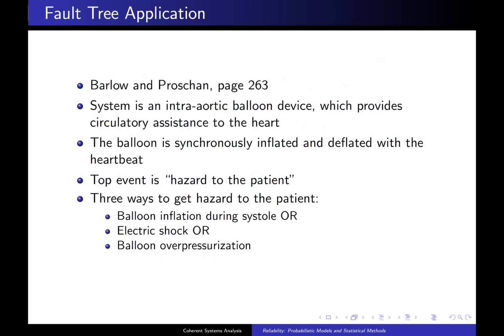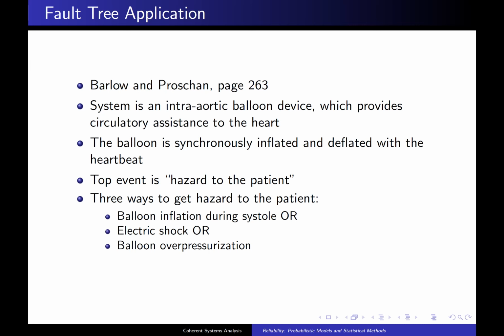If you'd like to see an application of fault trees, you could go to Barlow and Proschan's book. This was published back in 1981. The title of that book, looking it up here, is Statistical Theory of Reliability and Life Testing: Probability Models. Again, a 1981 textbook, one of the original and very, very early books.